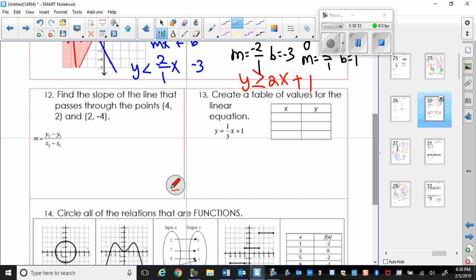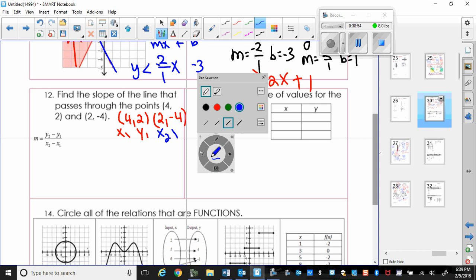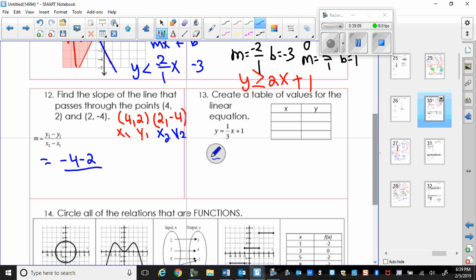Now it says find the slope of a line that passes through the points. You're going to have to remember the slope formula on your test. I already have it here for you, so I'm just going to write this out. 4, 2, and 2, -4. Now I'm going to label my points. x1, y1, that's my first set. x2, y2 is my second set. So y2 minus y1 over x2 minus x1 equals -4 minus 2 over 2 minus 4. This equals -6 on top, -2 on the bottom, or 3.